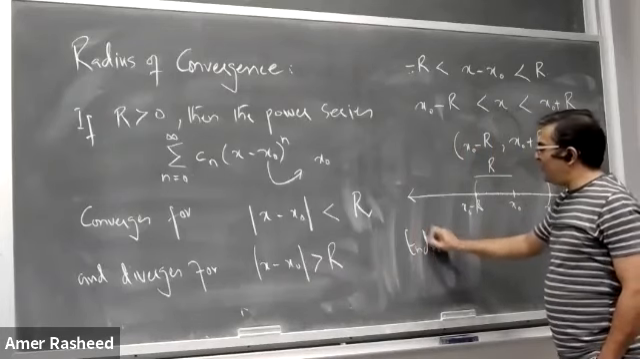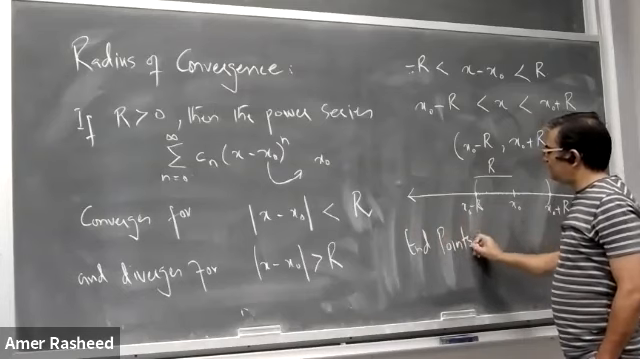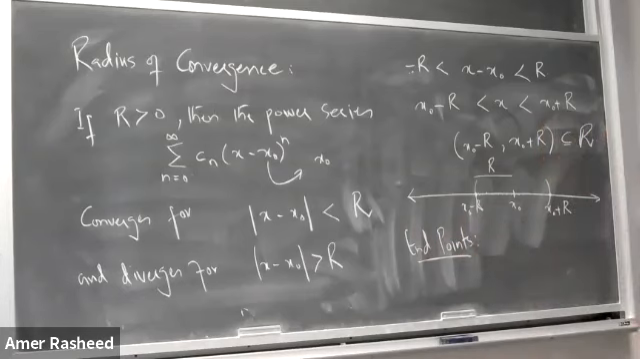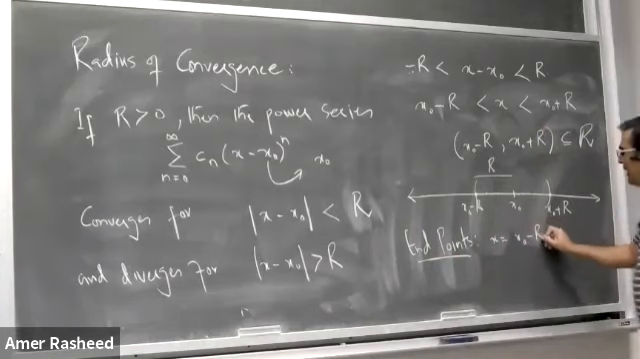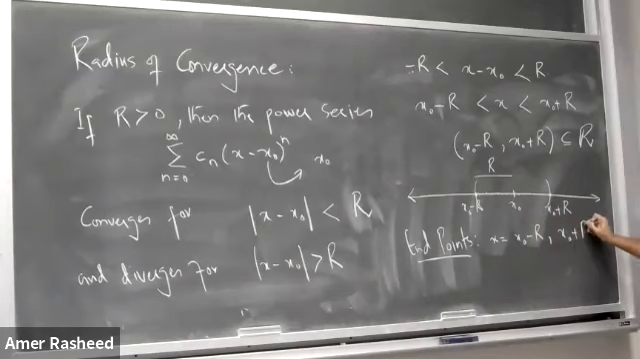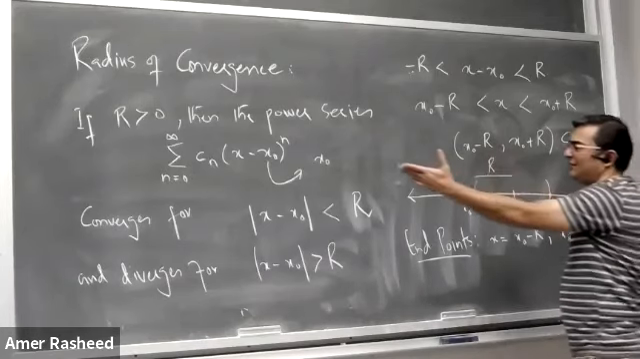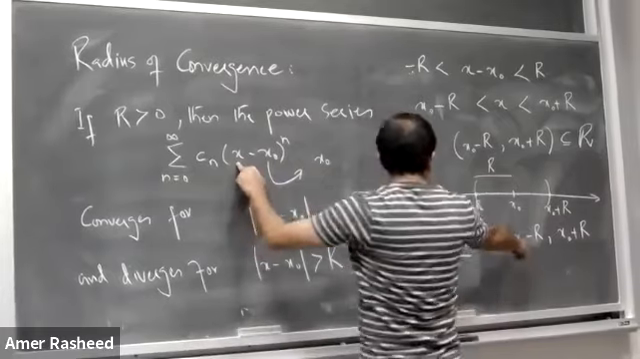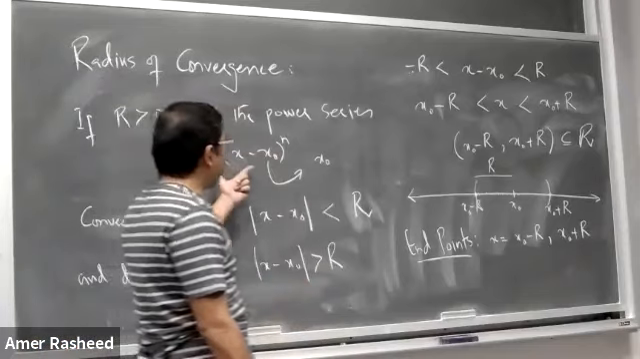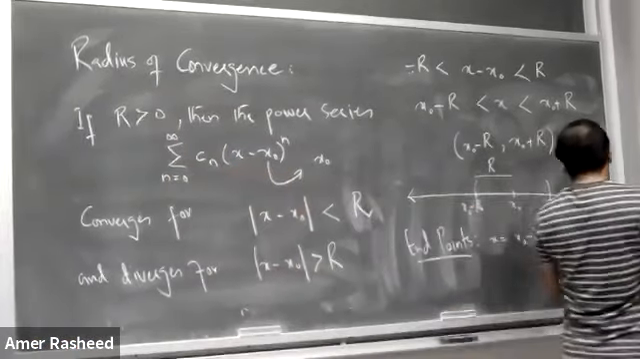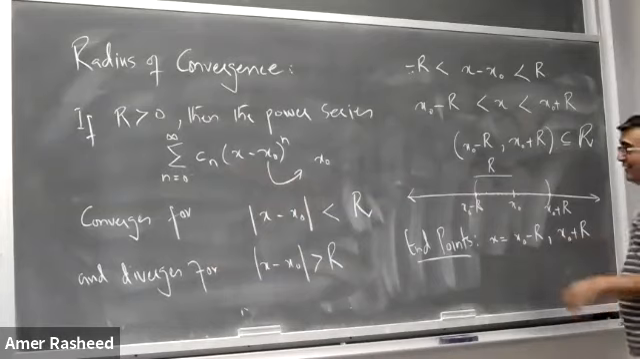For the endpoints of this interval, what are the endpoints? x could be x naught minus r, and the other point is x naught plus r. For these two points, we need to insert these values term by term in the power series. First we choose x equal to x naught minus r, and we check the convergence separately, and then we put x equal to x naught plus r.